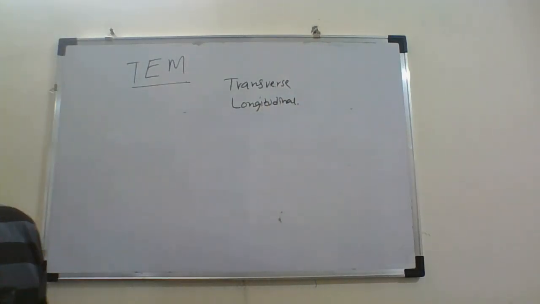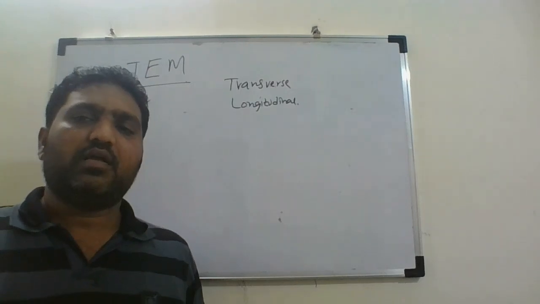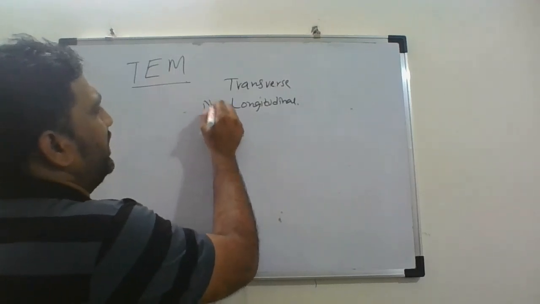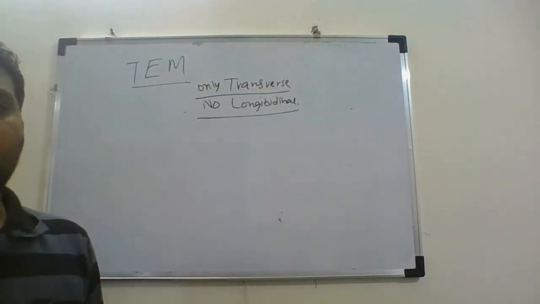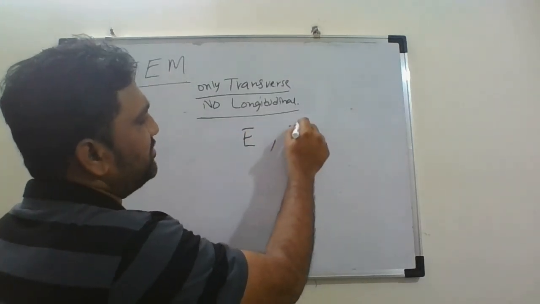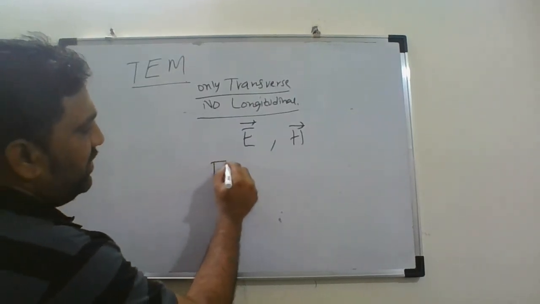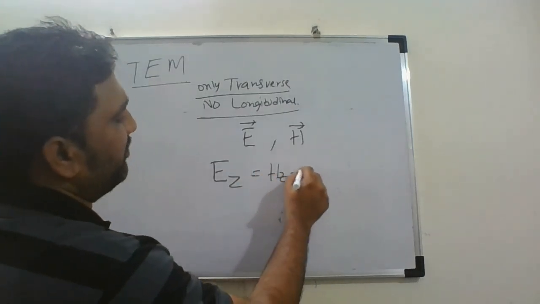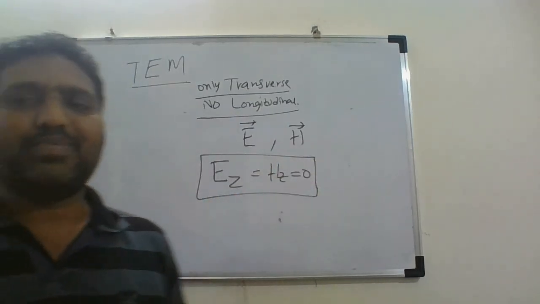A wave in which both electric and magnetic field have only transverse components and no longitudinal components. Only transverse components are present. That means the electric field and the magnetic field are completely transverse in nature. So the longitudinal component of electric field Ez and the longitudinal component of the magnetic field Hz will be zero.